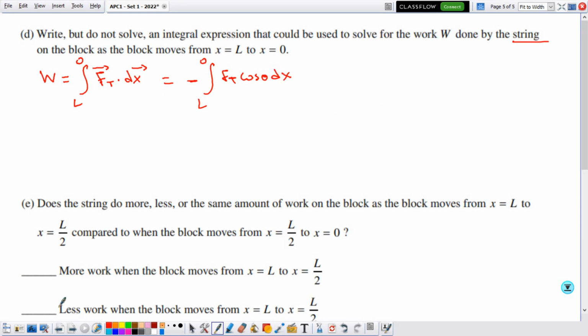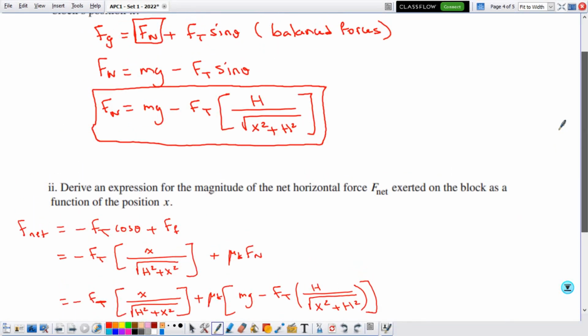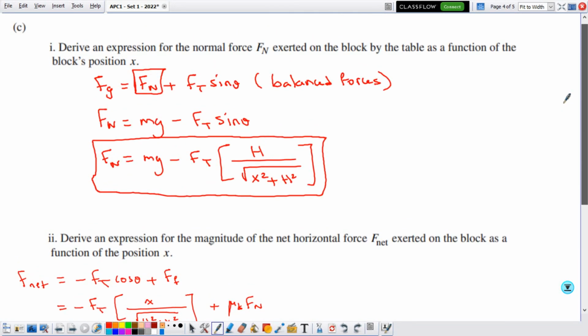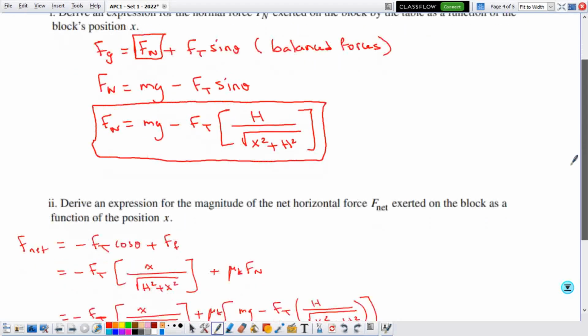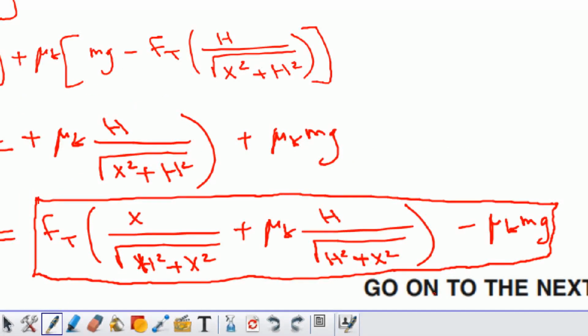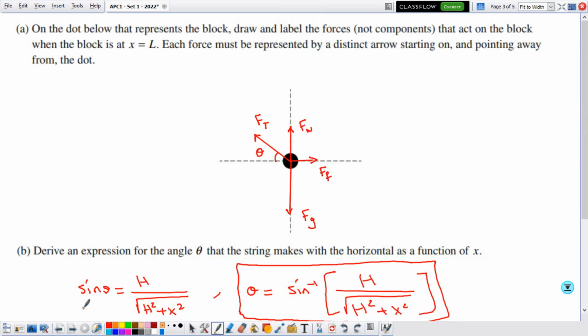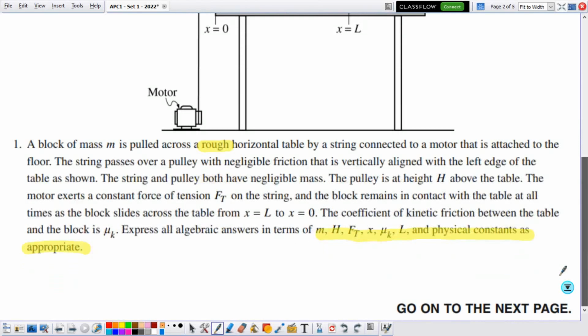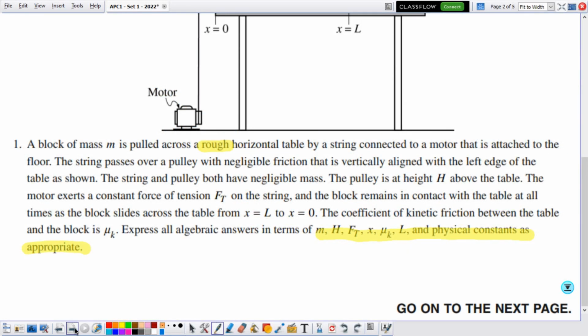Before I continue with this integral, let me refer to the previous two expressions and make sure that they have been expressed in terms of the constants as mentioned in the text. We are allowed to express in terms of m, fundamental constants, tension, and h, so that's fine. Let me double check for mu, h, m, and g, and also for m. We're allowed to express in terms of m, perfect, and mu k, that's perfect.